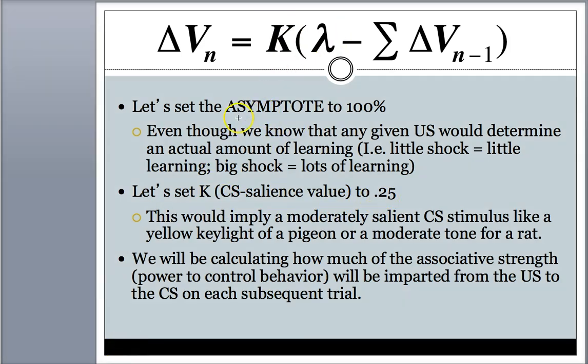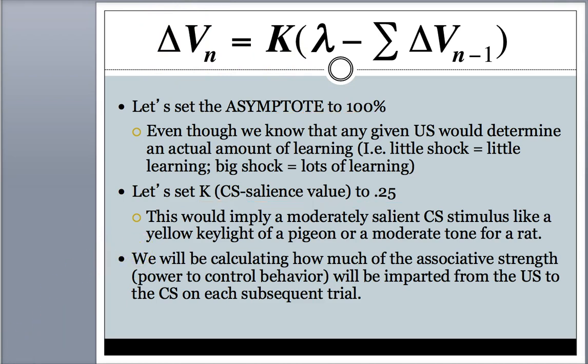So for every example that we do, the asymptote will always be 100%. And K, which is determined by the CS, is going to be 0.25 for this example. And so a salience value of 0.25 would be something like a yellow key light, not super bright, but not a dim key light for a pigeon, or a moderate tone for a rat. And so now, since we know what K is and we know what lambda is, we can begin to calculate how much of the associative strength will be transferred on each trial as we move forward.